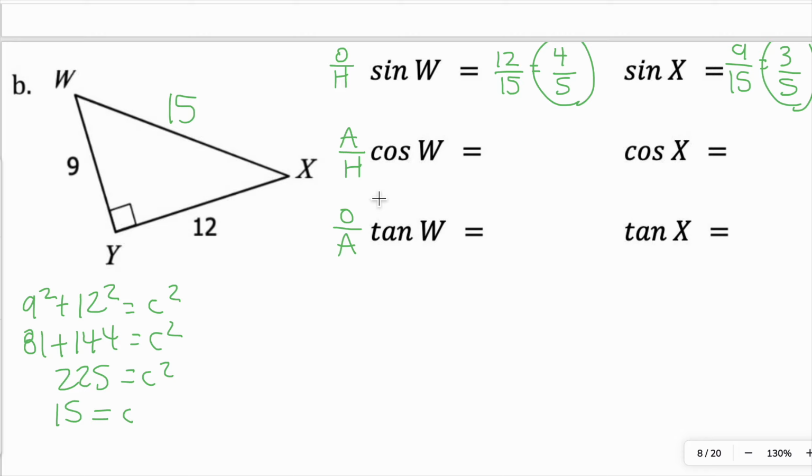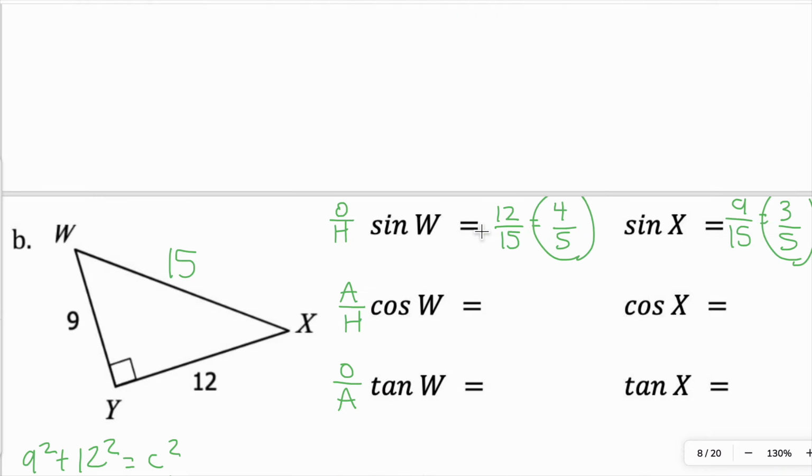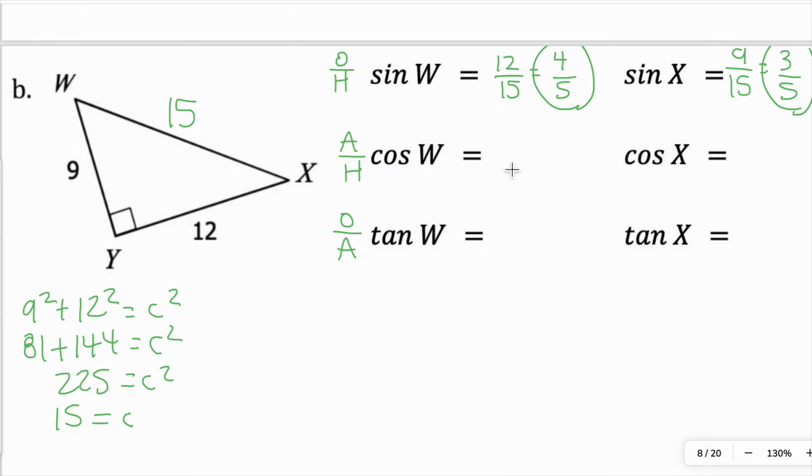Remembering what we talked about before, the sine of A is the cosine of C, and the sine of C is the cosine of A. So these are just going to be flip-flopped here. To check it though, we would say the cosine of A is adjacent over hypotenuse, so 12 over 15. The cosine of X is 12 over 15, which is the same thing as 4/5 or the sine of W.